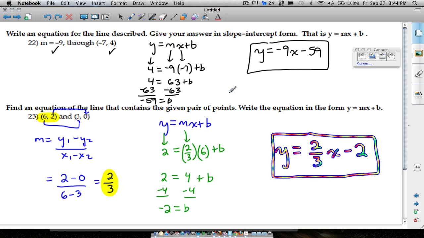Never hurts if you have a little bit of time to check and make sure both of these points work. Let's plug in 6 and 2 one more time. If we plug in 6 right here, 2/3 of 6, that's going to be 4. 4 subtract 2 gives you a y value of 2. Notice that (6, 2) works. Let's plug in 3 for x and make sure we get 0 for y. 2/3 of 3 is 2. 2 minus 2 gives you a y value of 0. So notice that point is satisfied as well in this equation. Just a way to confirm that we did it right.